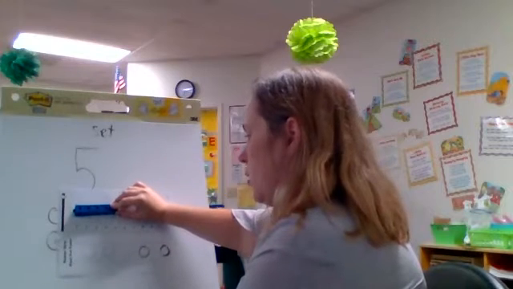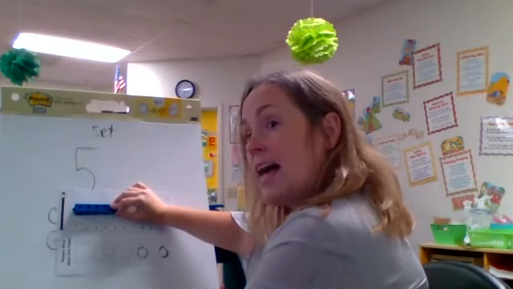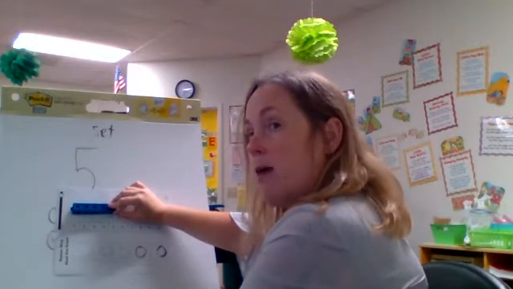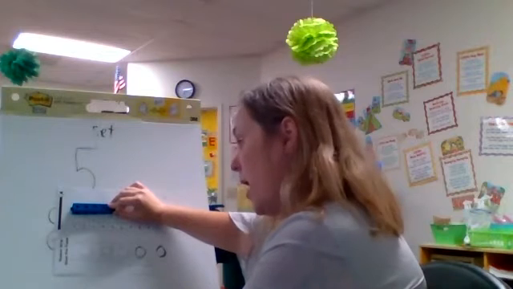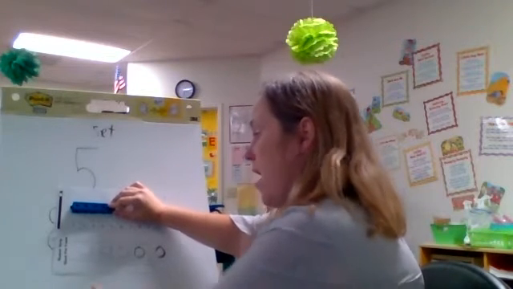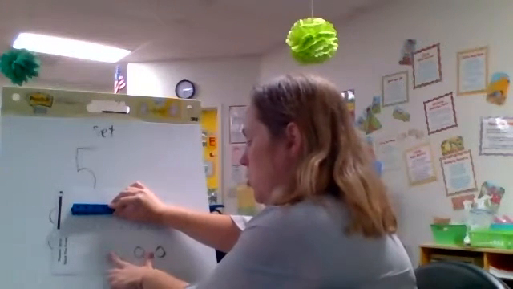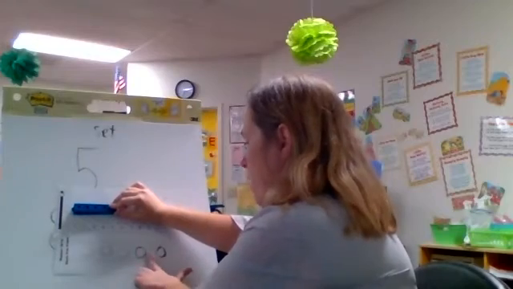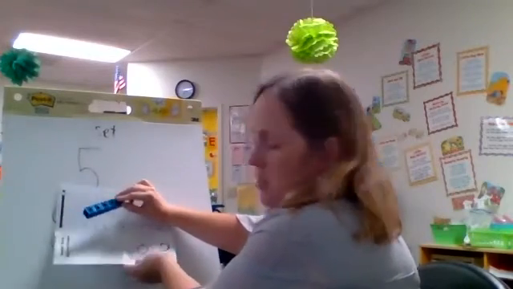Boys and girls, this is called a 5 frame because it has 5 boxes. And when the 5 frame is all the way filled up, it shows the number 5. 1, 2, 3, 4, 5.